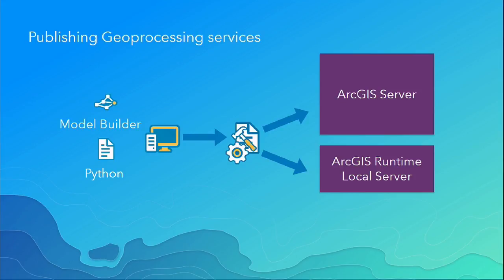So to summarize that workflow then, you create custom tools within Model Builder or within Python, within ArcMap or ArcGIS Pro. Use that to create either a geoprocessing package to use within the local server or a service definition to publish to ArcGIS Enterprise. And then you access those services via the ArcGIS Runtime API.